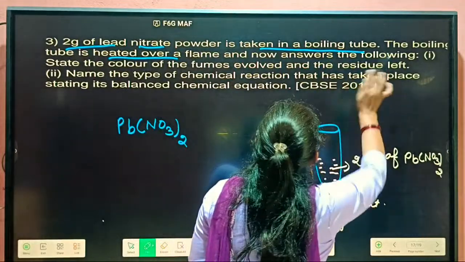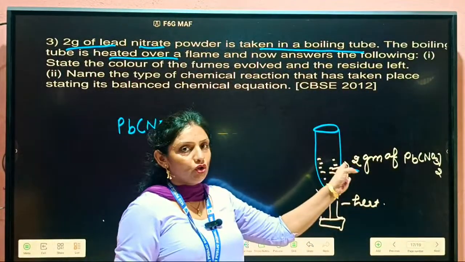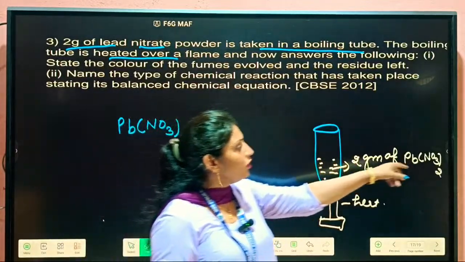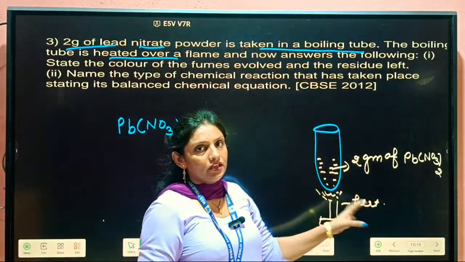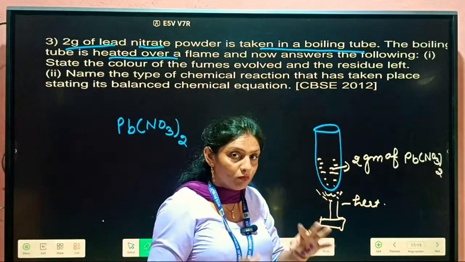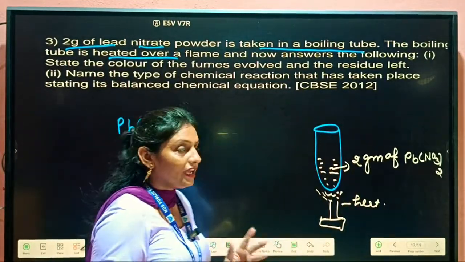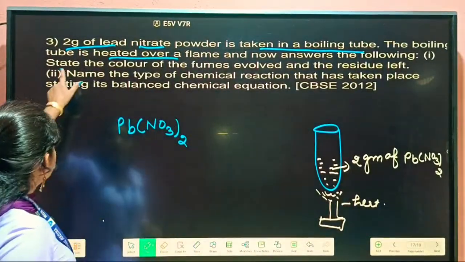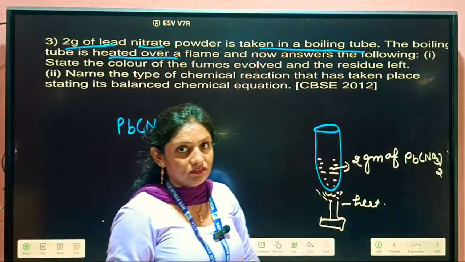And now answer the following questions. Here we are having a boiling tube. We are having 2 gram of lead nitrate in this one and we will heat this. Then, students, on the basis of the observations, what will we observe there? We will give answers to some questions. Let's see the questions. State the color of the fumes evolved and the residue left.